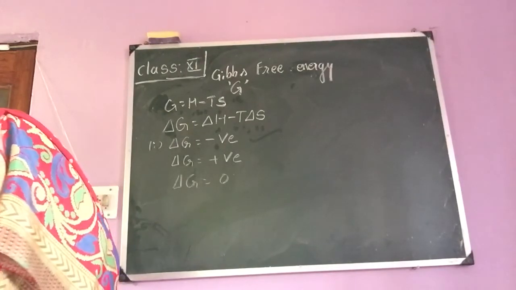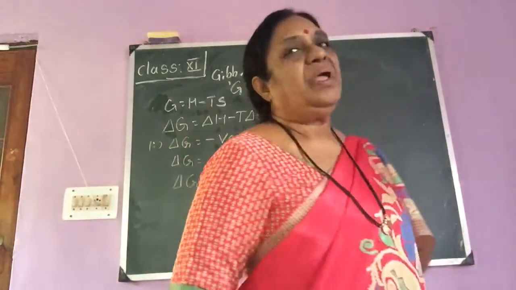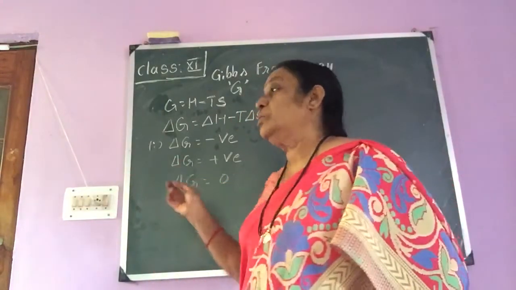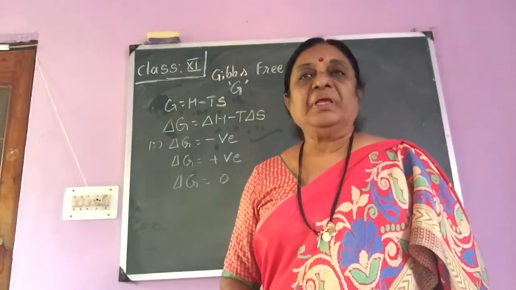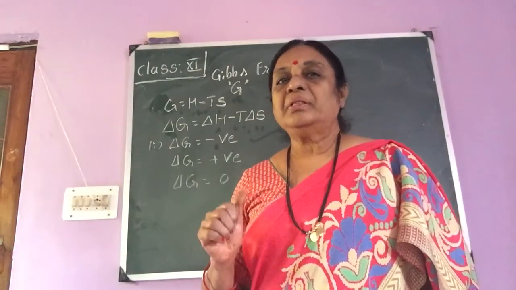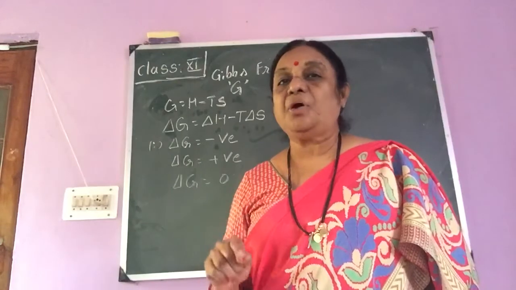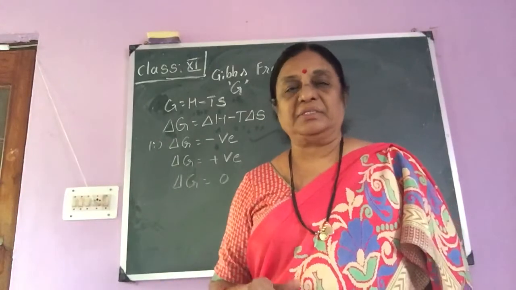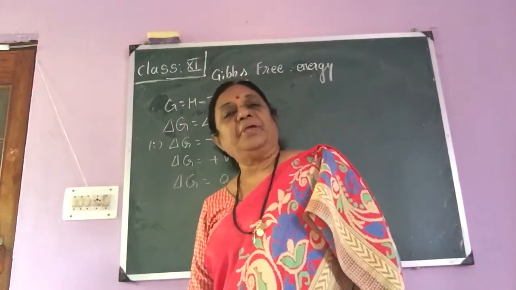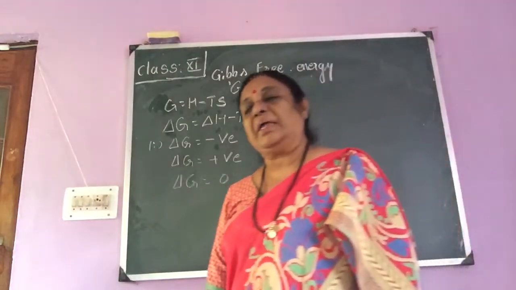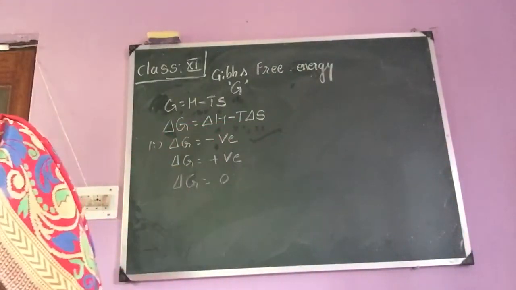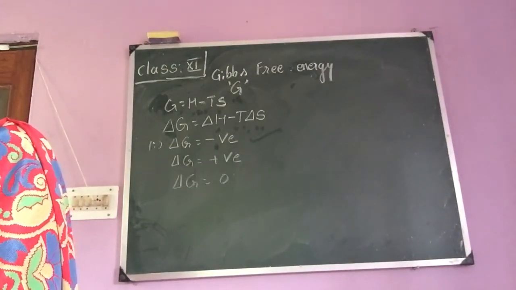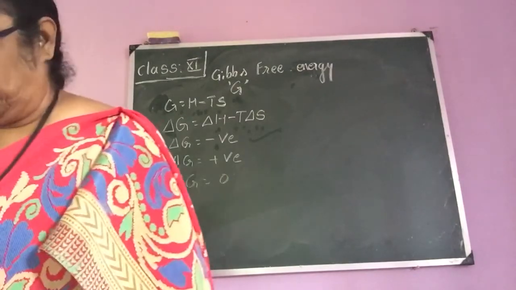Here also, children, del H, we did, del H is equal to summation of enthalpy of the products minus enthalpy of the reactants. Here also del G is equal to summation of Gibbs energy del G of the products minus del G of the reactants. So del G is equal to summation of del G of the products minus summation of del G of the reactants.